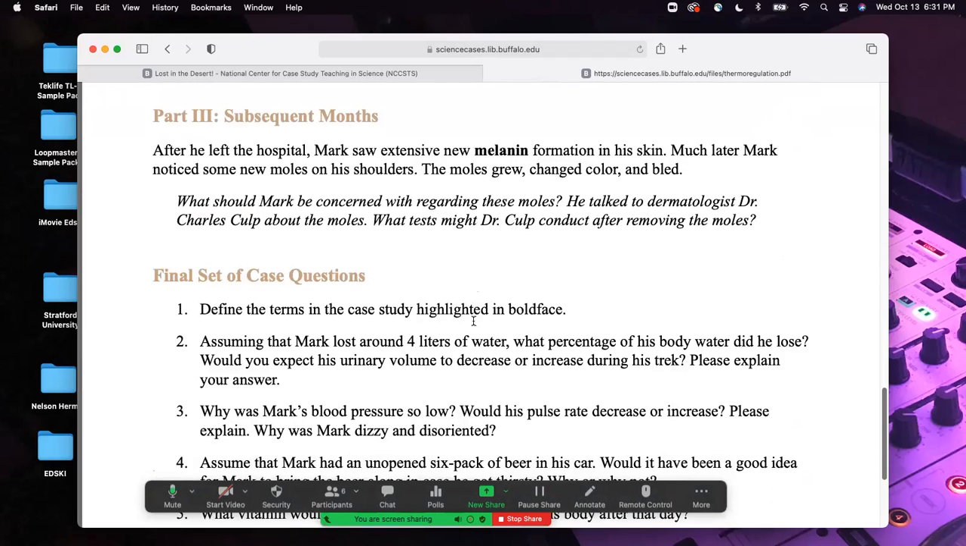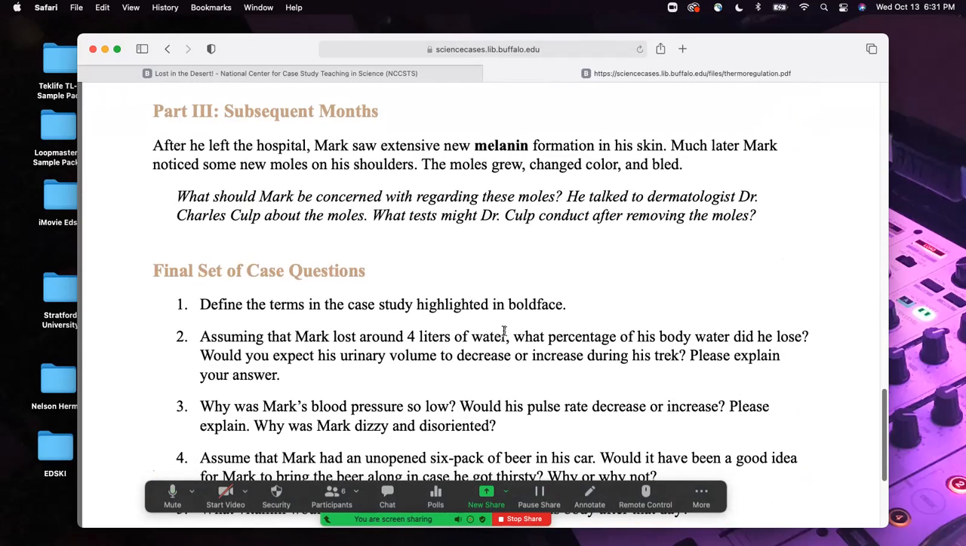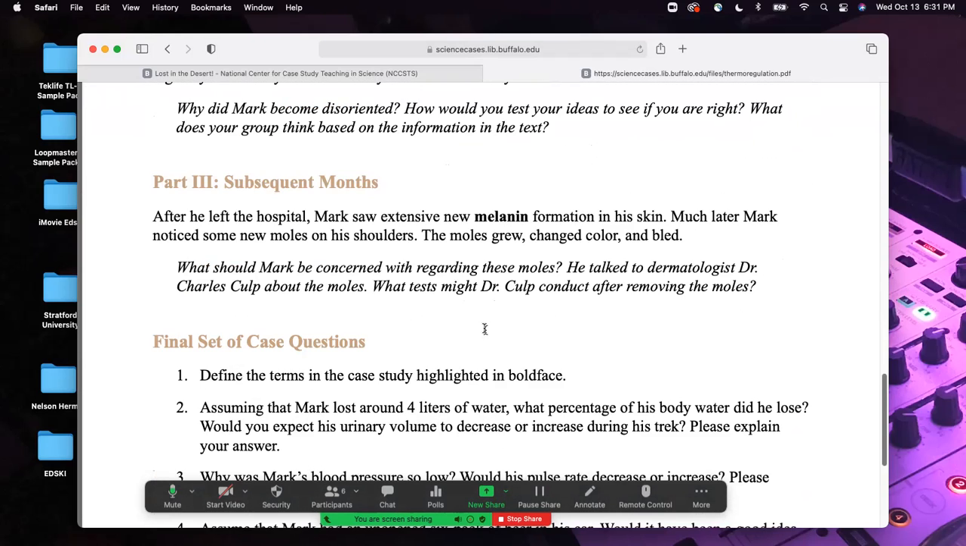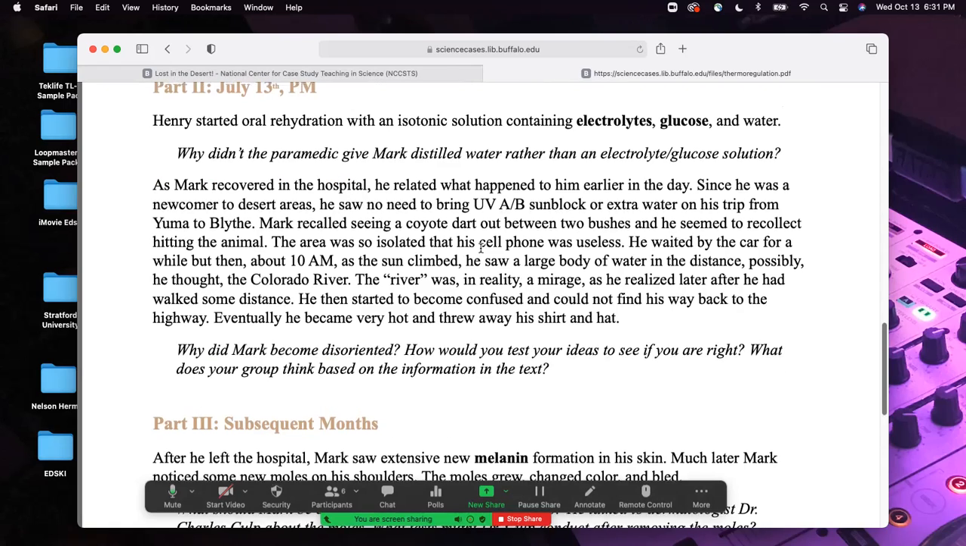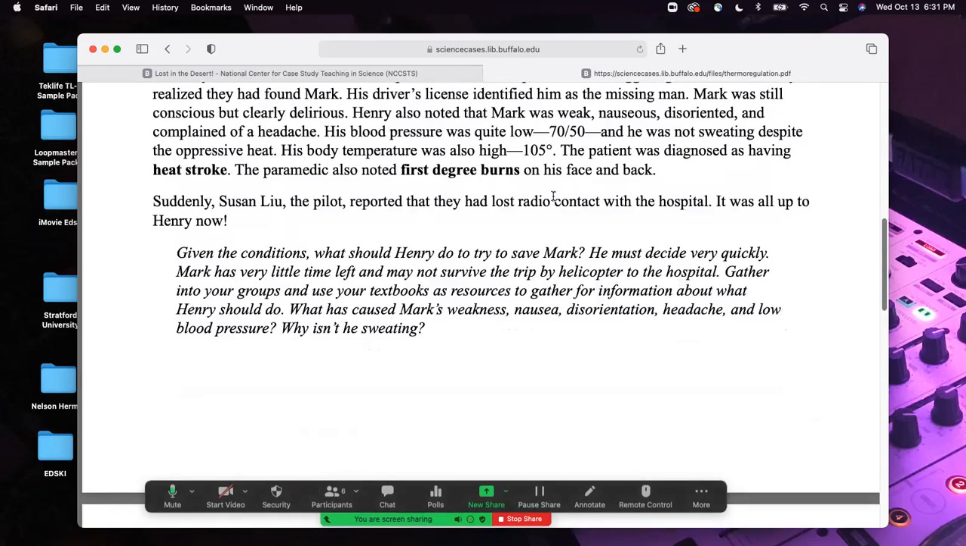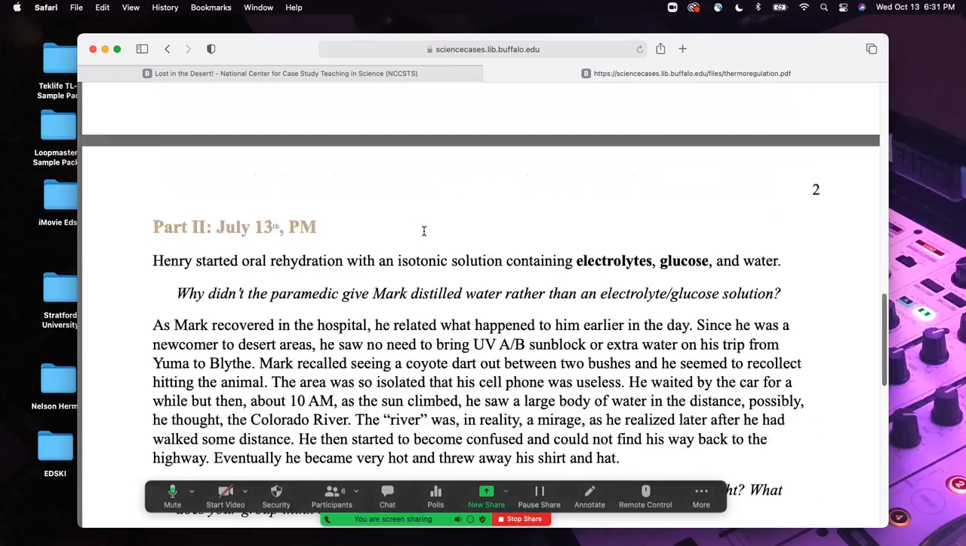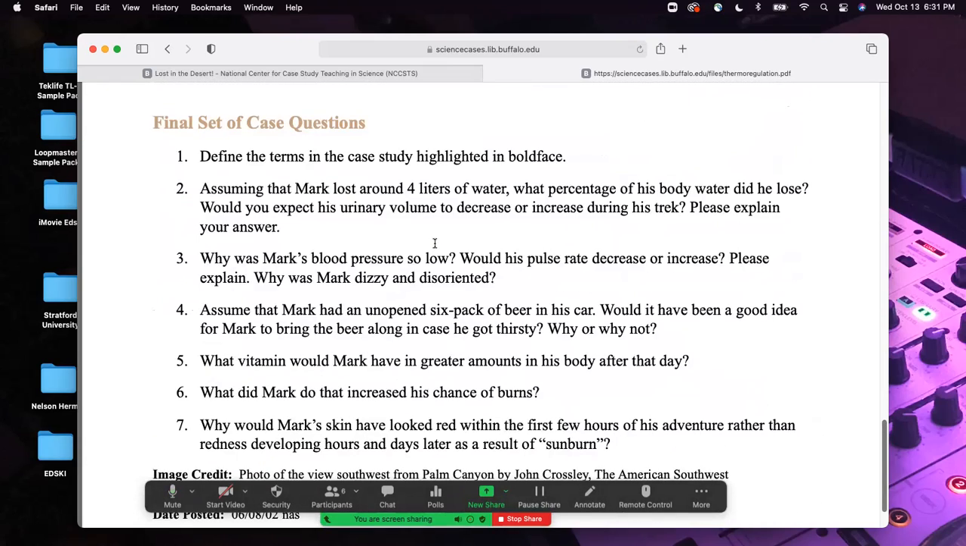So right off the bat, define the terms. There's a term like melanin, what's electrolytes, what's glucose, what's a first degree burn, right? It's easy peasy. You could just Google it, or write it up in very short, complete sentences in the context of the case.